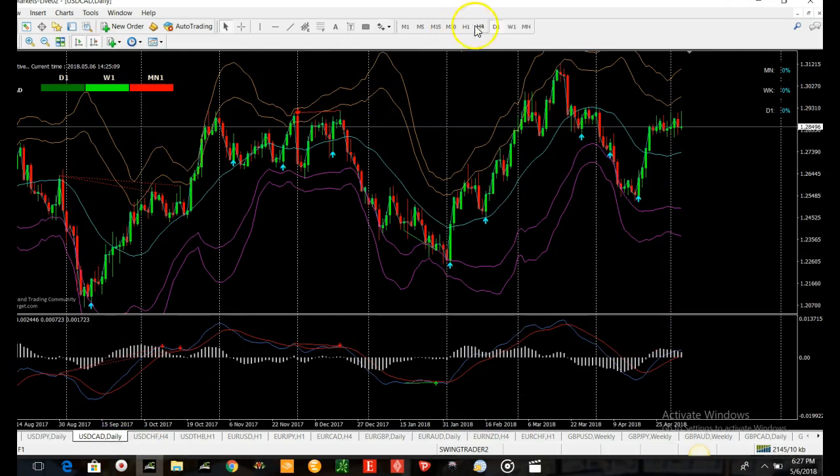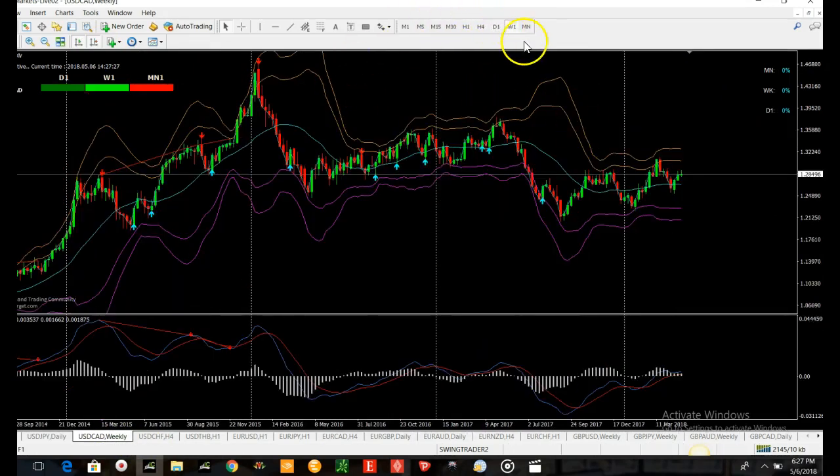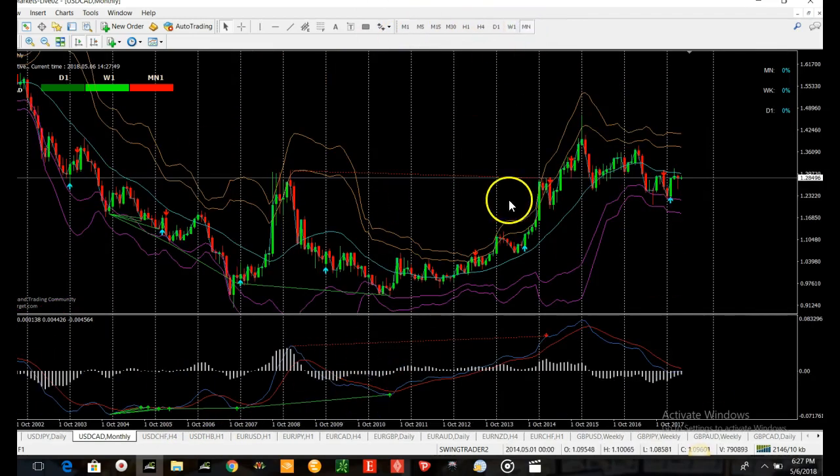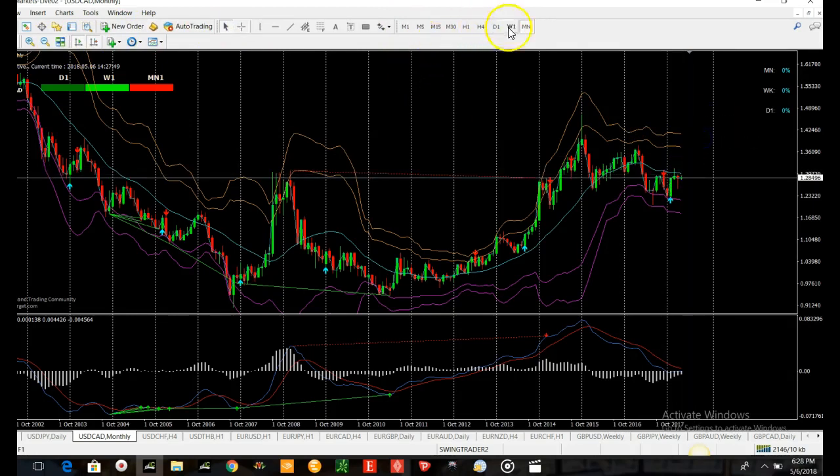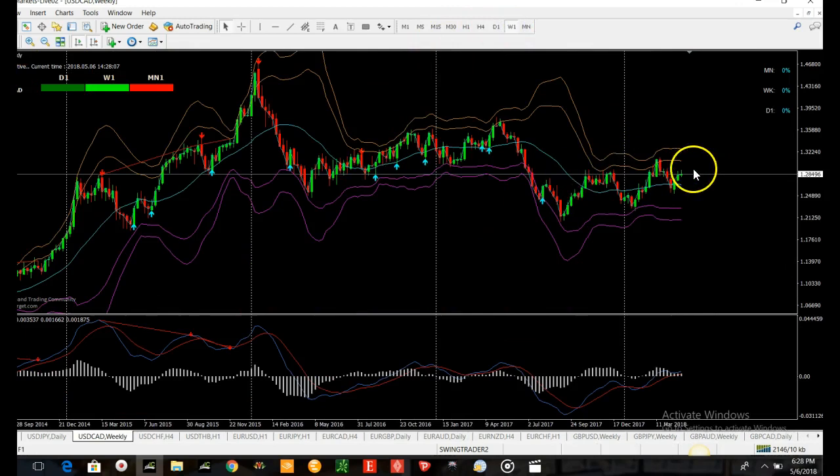USD CAD, we're just moving sideways here. I'm not going to really talk about that this week until we see the directional move after the employment change on Friday. But it really needs to start popping up, above this 20 MA. We're targeting these areas up here.